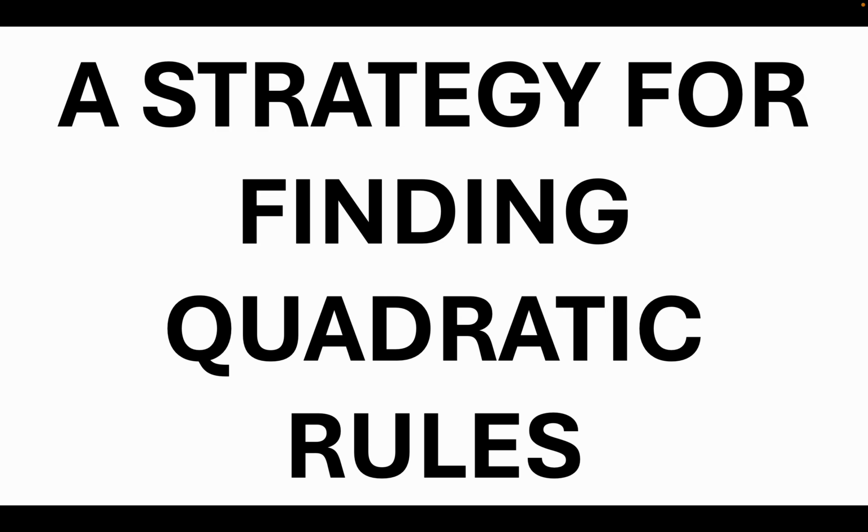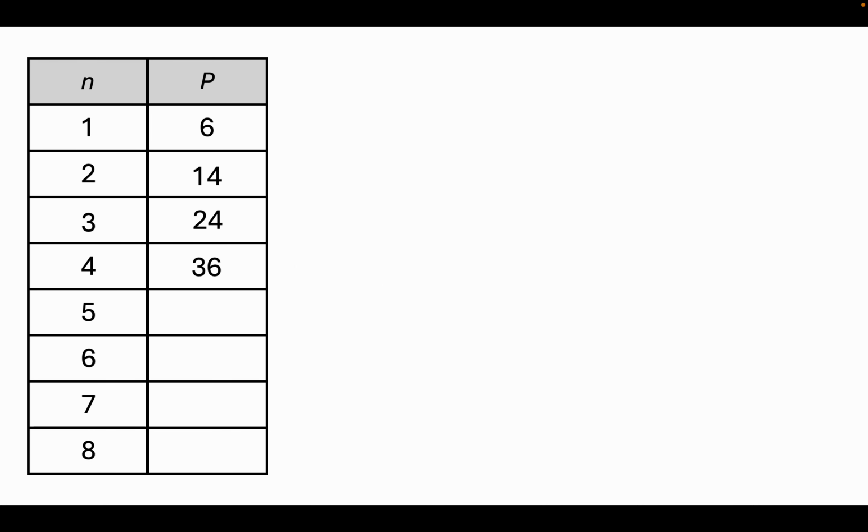This video is to give you a strategy for finding quadratic rules to number sequences. I'm going to have two examples. This is example 1. I've got a number sequence that goes 6, 14, 24, 36. The n's are just labeling the position in the sequence: the first term, the second term, the third term, the fourth term.